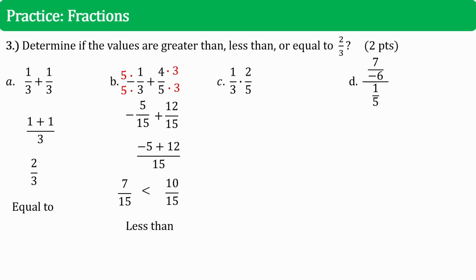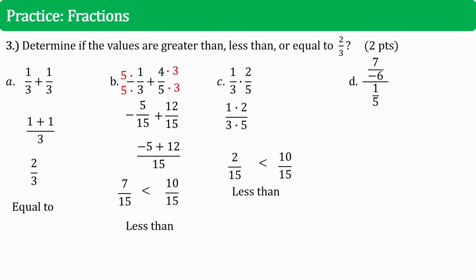For C, I have 1/3 times 2/5. When it is a multiplication, you can just multiply it across. 1 times 2 is on top, and the bottom is 3 times 5. 1 times 2 is 2, 3 times 5 is 15. Notice that the bottom number here is 15, so that 2/3 from before, I want to convert it into something that has a denominator of 15. From question B, I notice 2/3 is the same as 10 over 15. Now I can compare it. 2/15 is less than 10 over 15.